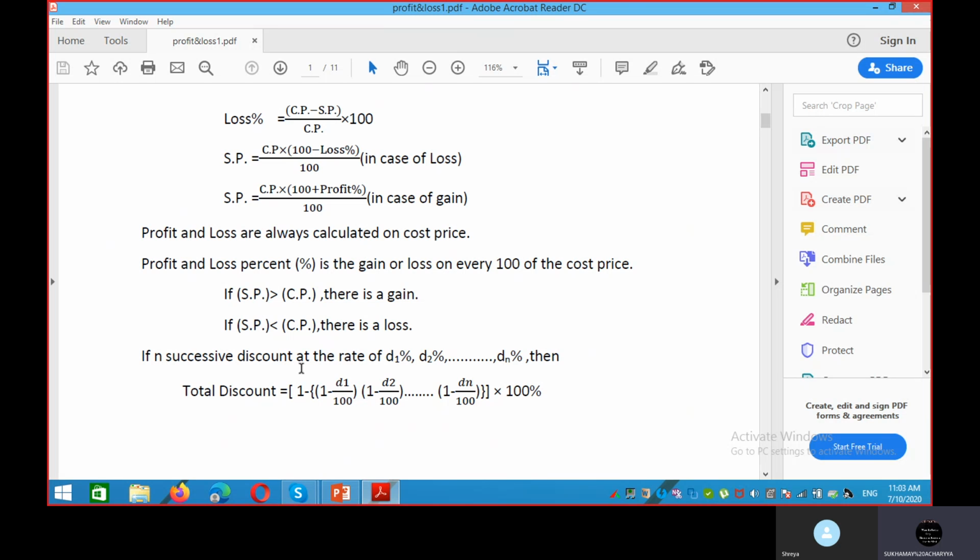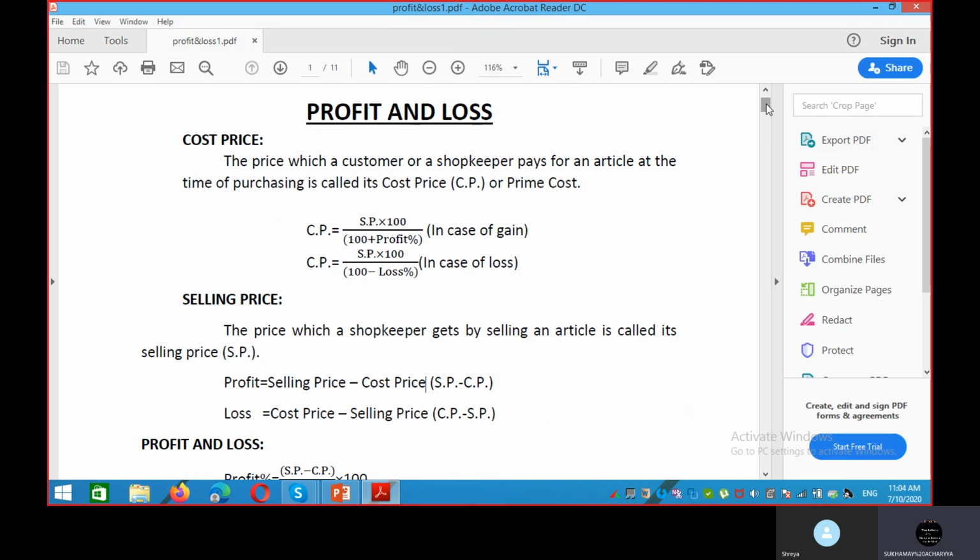If n successive discounts at the rate of D1%, D2% up to Dn%, then the total discount will be [1 minus (1 minus D1 by 100) into (1 minus D2 by 100) up to (1 minus Dn by 100)] into 100%. So this is a case of successive discount. So these all are theoretical part of profit and loss.